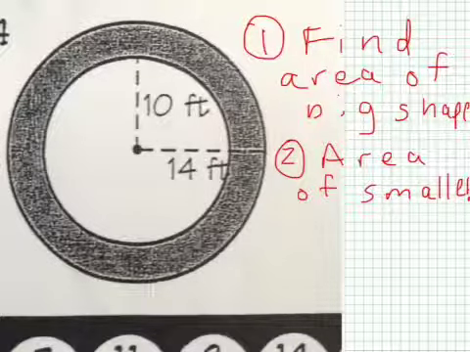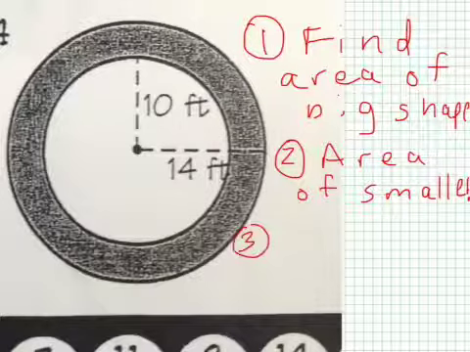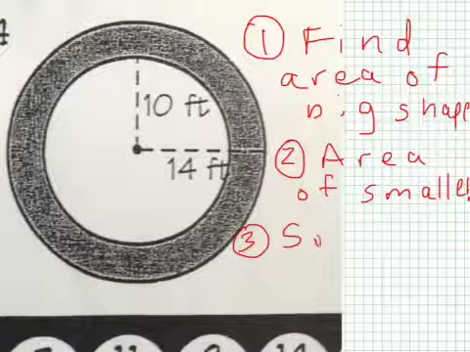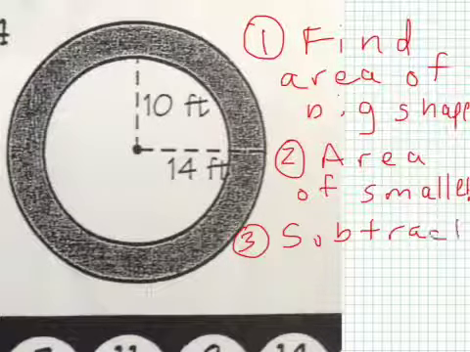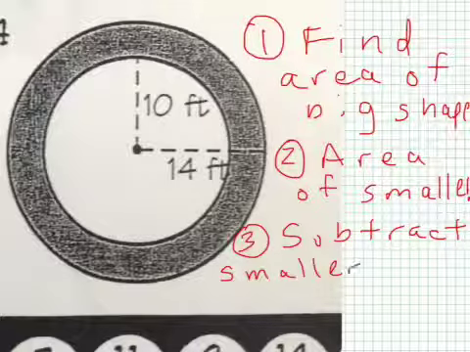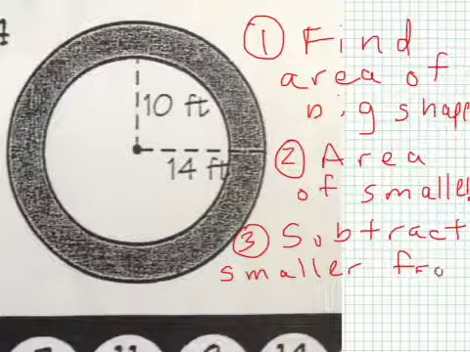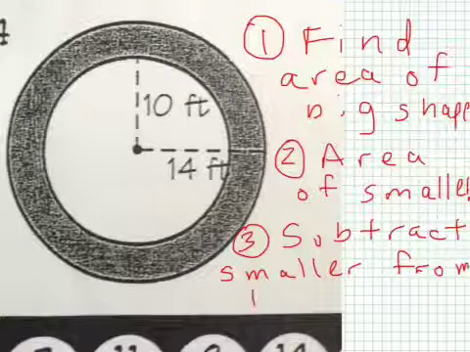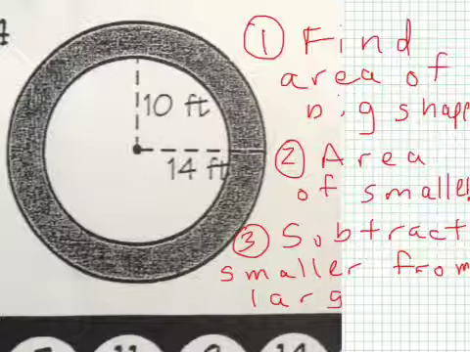Once you do that, if you recall, the final step is to subtract the smaller shape from the larger shape. Okay, and if you take the smaller from the larger, you will be left in this example with the shaded area. Alright, so let me just write down a couple of notes here.